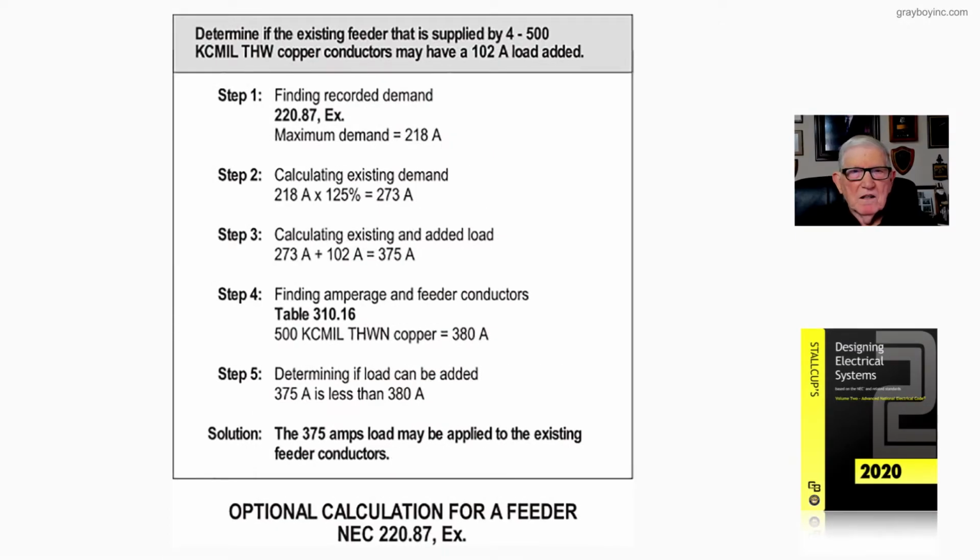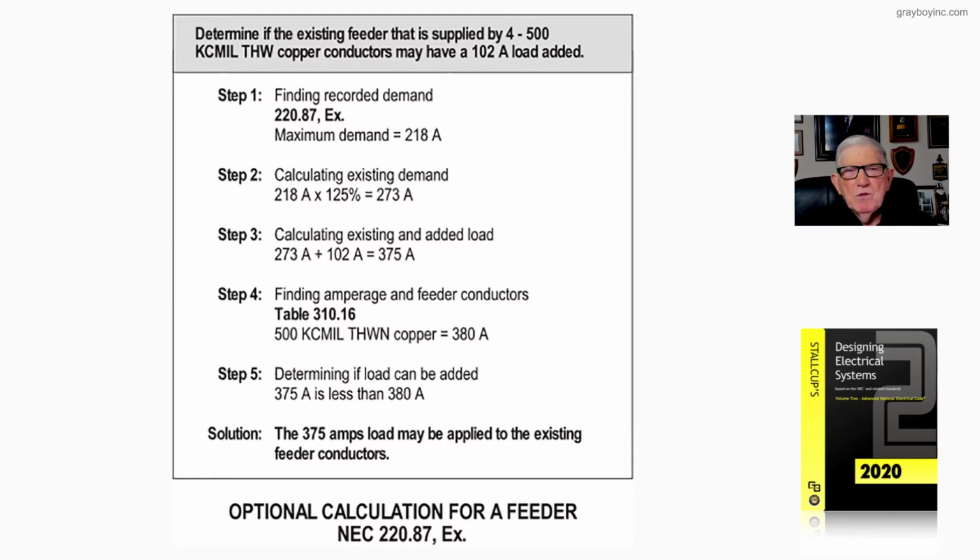Now let's look at the calculation of the feeder. The question is: determine if the existing feeder that is supplied by 4 500 kcmil THW copper conductors may have a 102 amp load added. In step 1, the recorded demand meter that we put on it recorded for 30 days, 15 minutes, the maximum kilowatts used was 218.